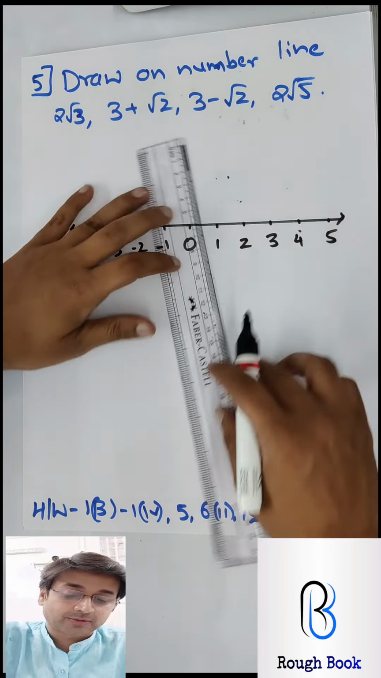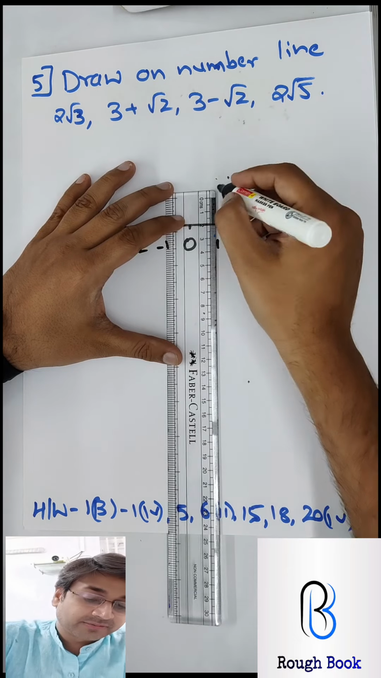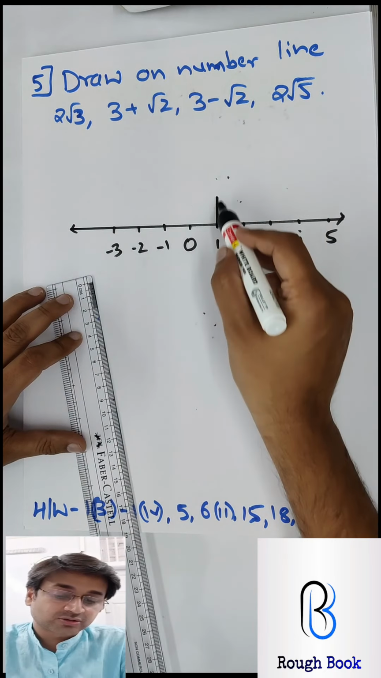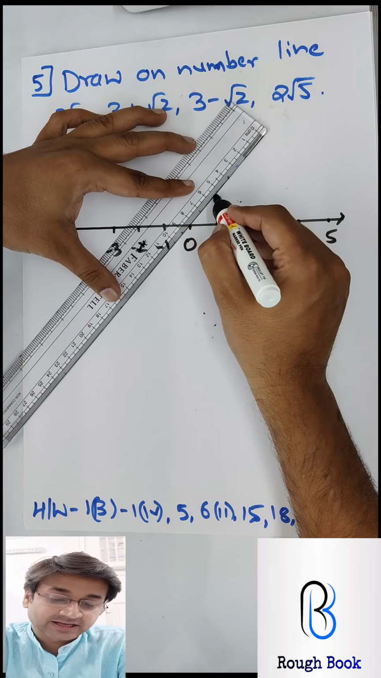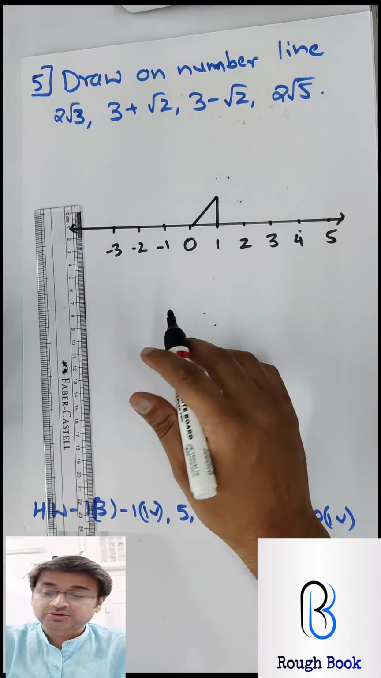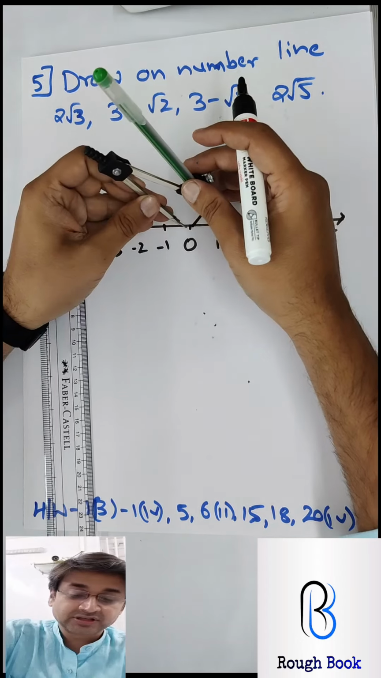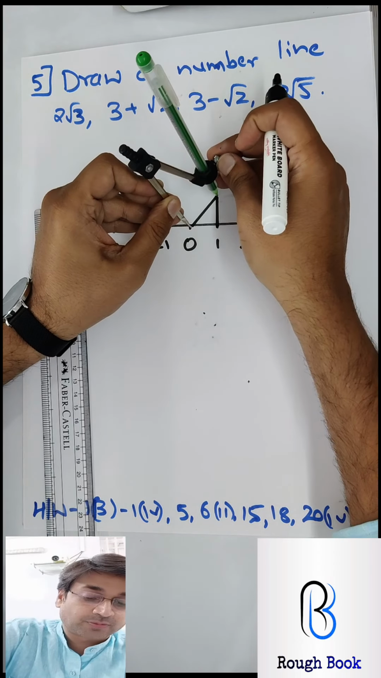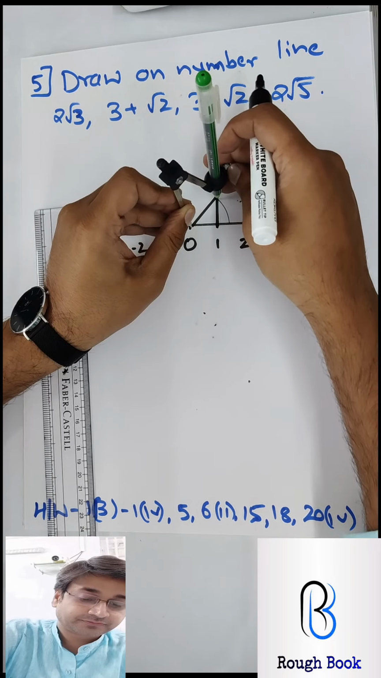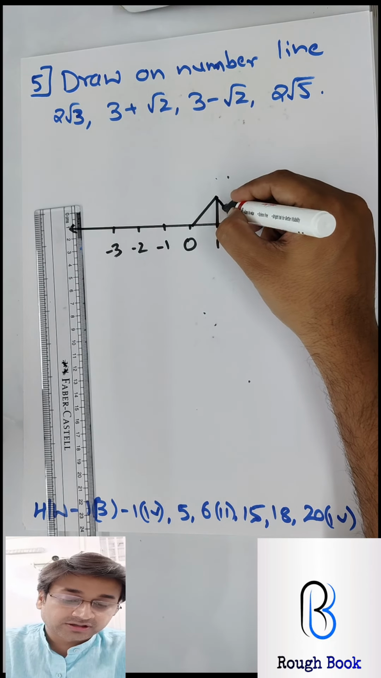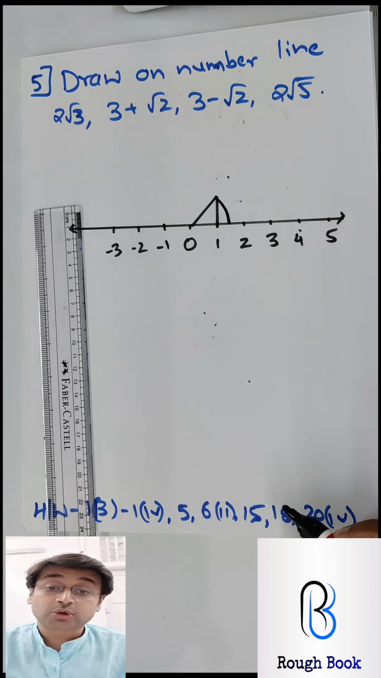Root 2 is 1 by 1. You remember? 1 centimeter, 1 centimeter. So 1 square plus 1 square, 2. So that is root 2. So this basic line, the hypotenuse, is root 2. We take the compass from O, we measure to this point where it is intersecting and we drop the line down. So whatever I got here is basically root 2.